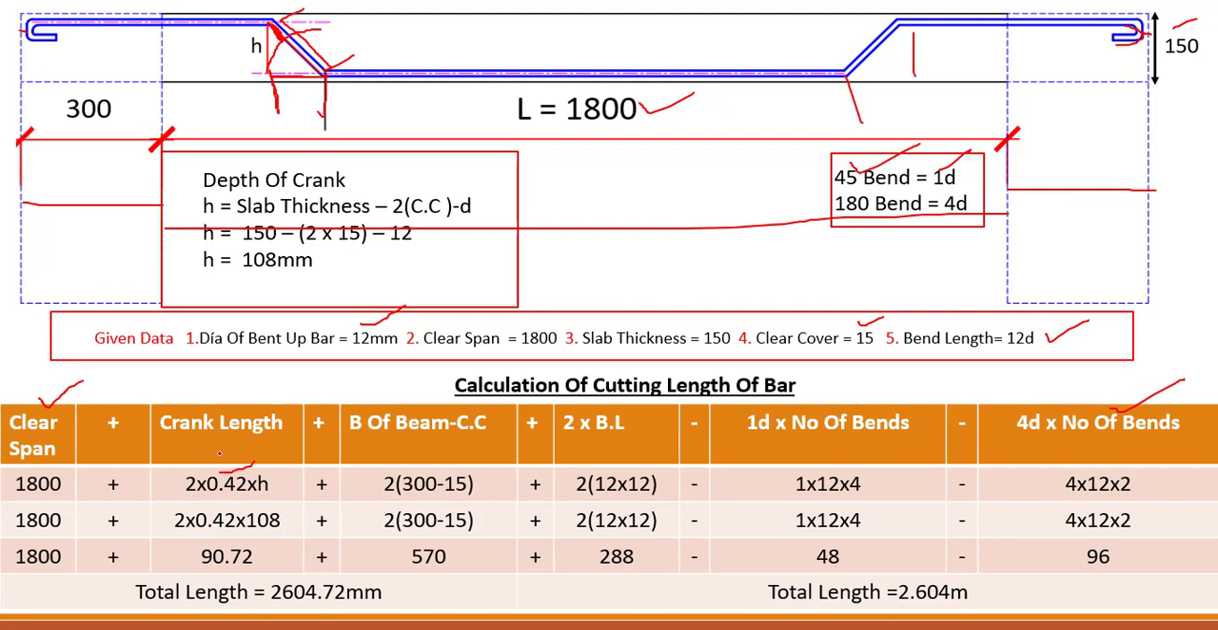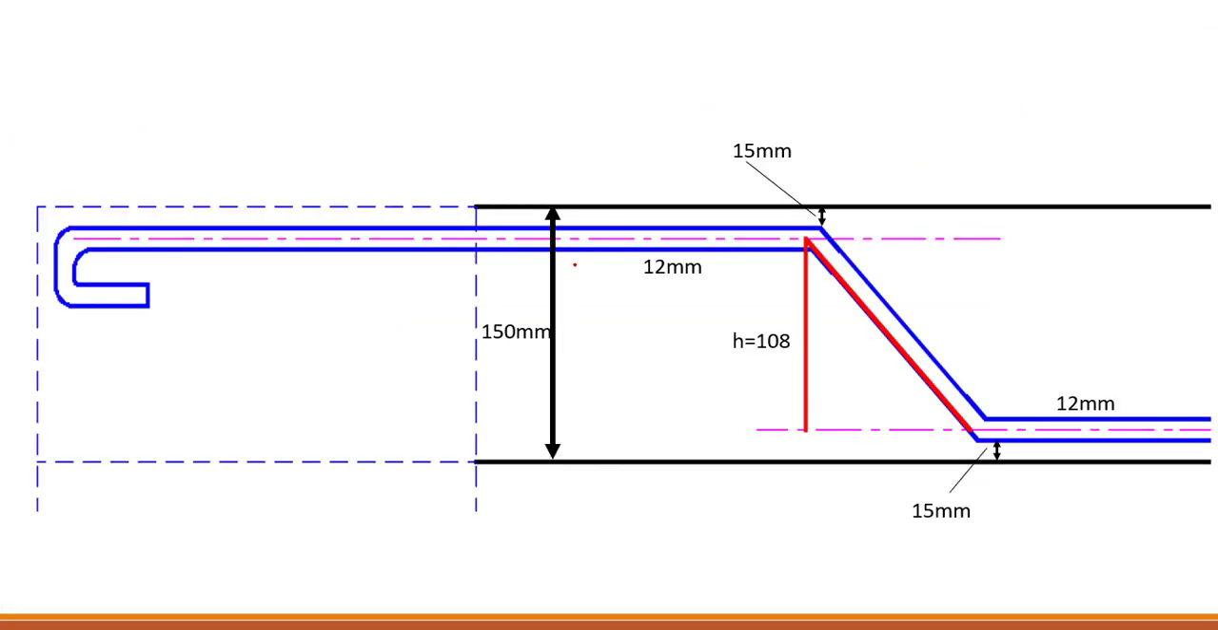Next to it we need to find out the crank length, and we have two cranks, this crank and this crank as well. So the formula is 2 cranks multiplied by 0.42 into H. And what is this H? This is very important to understand. So let's take some zone portion over here for the crank bar, and let's find out this H.